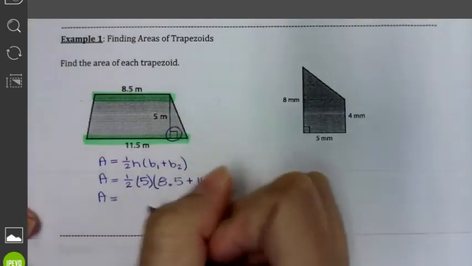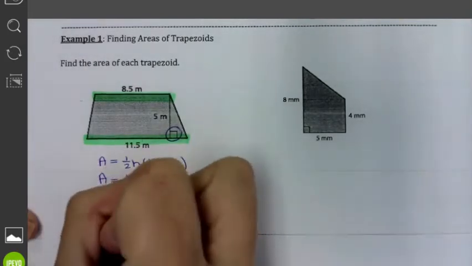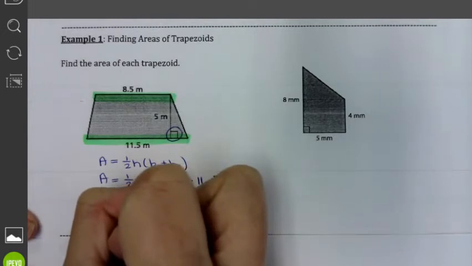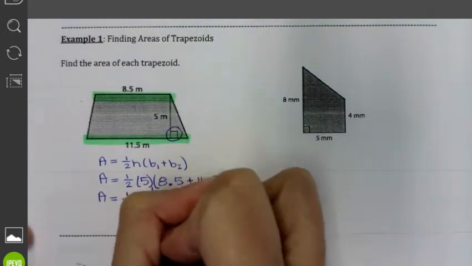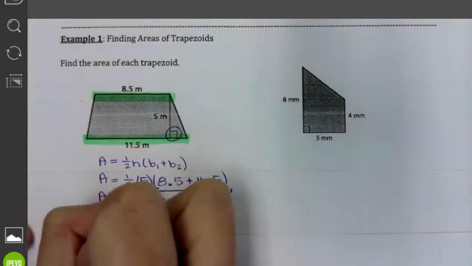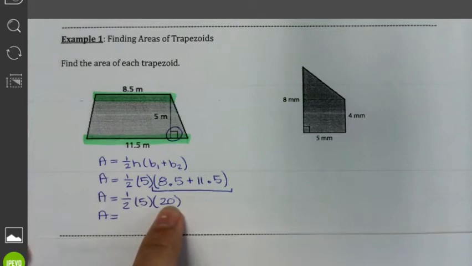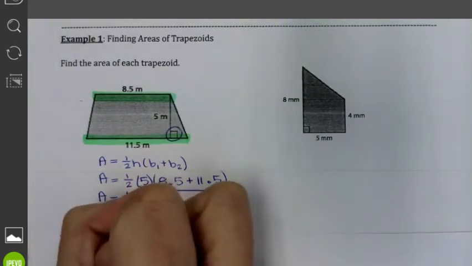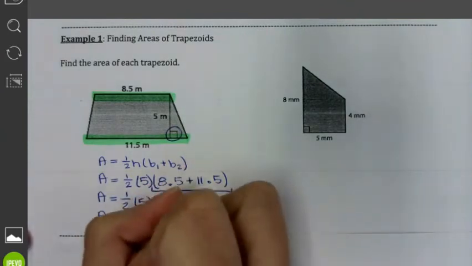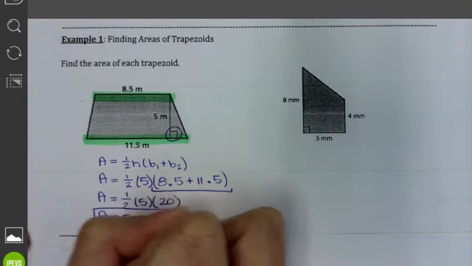So now we follow PEMDAS to simplify. We have to do what's in the parentheses first. So I'm going to rewrite 1/2 times 5, and then in these parentheses, 8.5 plus 11.5 gives me 20. And then we multiply. So 5 times 20 is 100. Half of 100 is 50. And I label my final answer meters squared because this is an area.